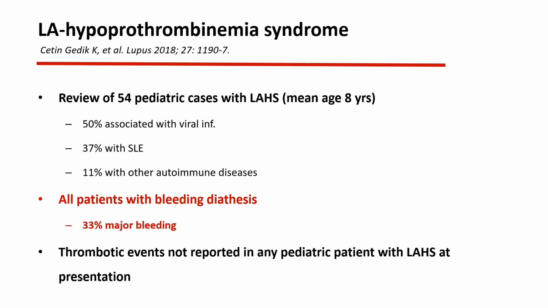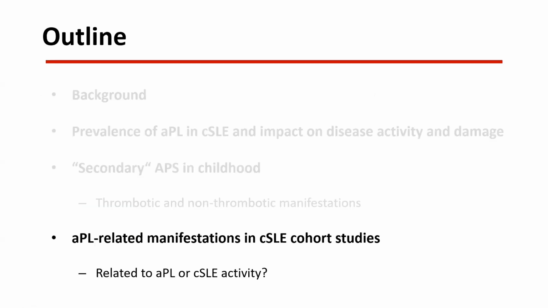lupus anticoagulant hypoprothrombinemia syndrome. This was a nice review of 54 pediatric cases with lupus anticoagulant hypoprothrombinemia syndrome, which presents with bleeding diathesis without thrombotic events, and 37% of published cases were associated with underlying SLE.